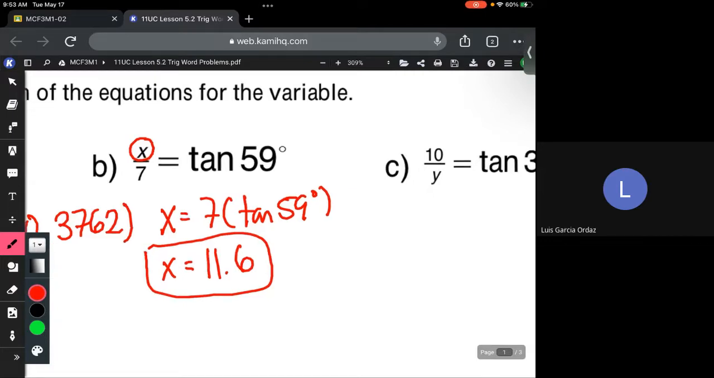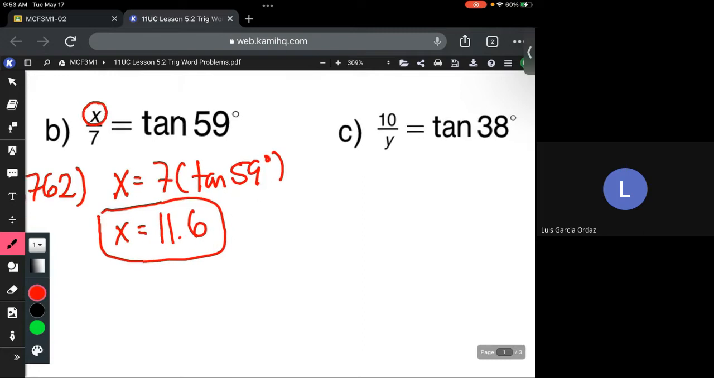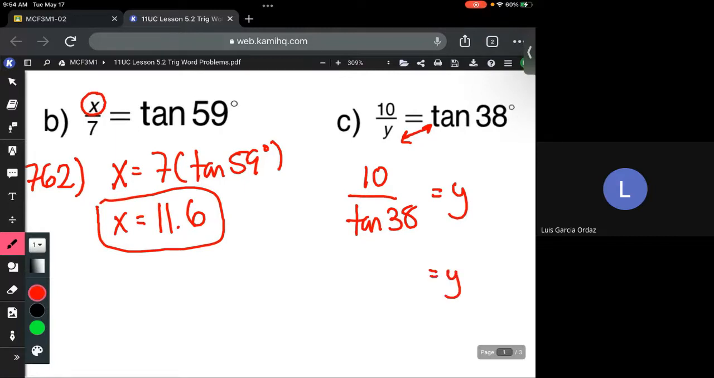Now, what did I say yesterday for the next one when my variable is at the bottom? How do I isolate for it? Cynthia? What did I say when it's at the bottom, Elisa? You switch the tan 38 and the y. They just switch places. So you have 10 over tan 38 is equal to y. So all they do is they switch places, these two. So what's 10 divided by tan 38? 12.8. Thank you.